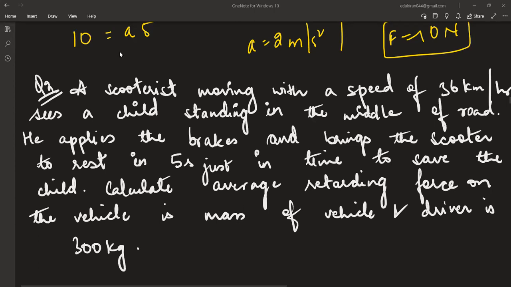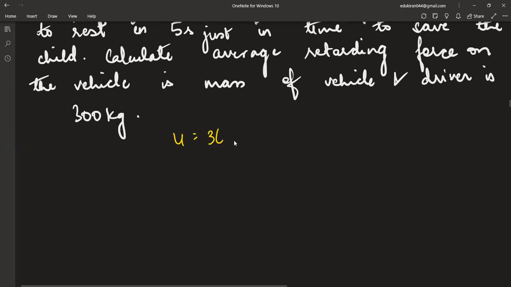A scooterist moving with a speed of 36 km per hour sees a child standing in the middle of the road. He applies the brakes and brings the scooter to rest in 5 seconds, just in time to save the child. Calculate the retarding force on the vehicle if the mass of the vehicle plus driver is 300 kg. Mass, time and velocity are given. It's a similar question, just that velocity is in kilometer per hour. How do we convert it into meter per second? Multiply by 5 by 18. That becomes 2 into 5, which is 10 meter per second.